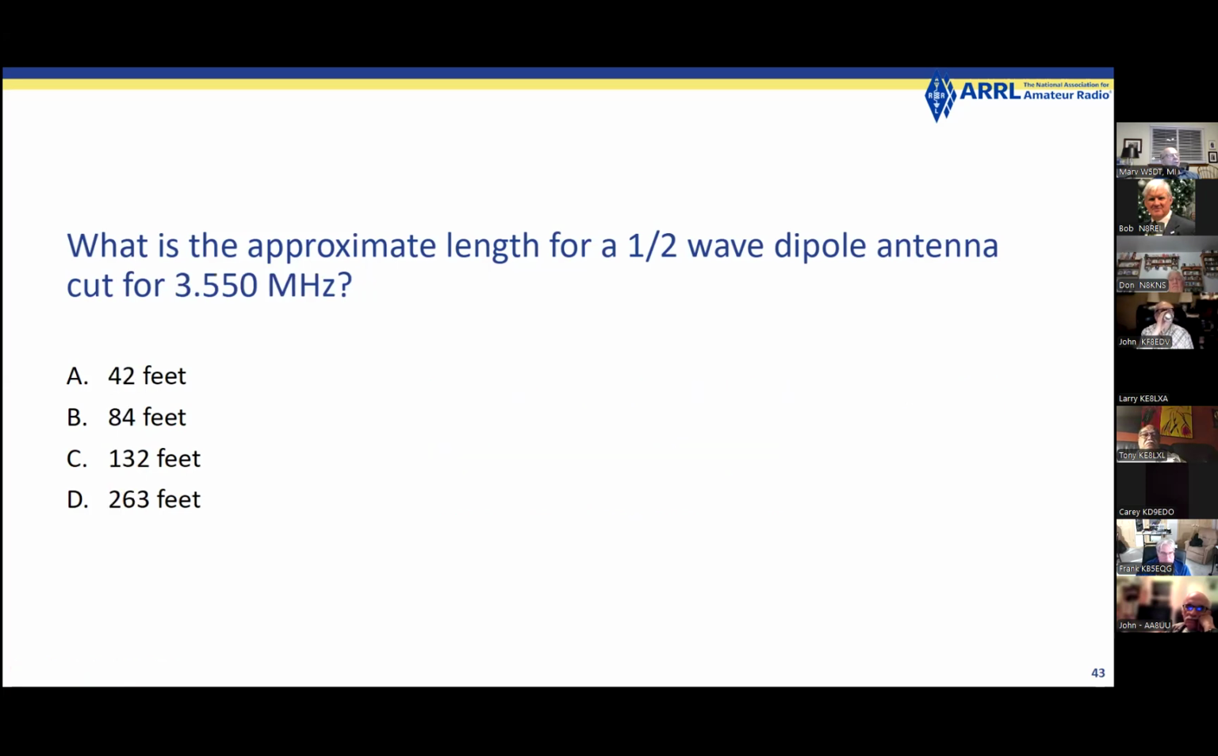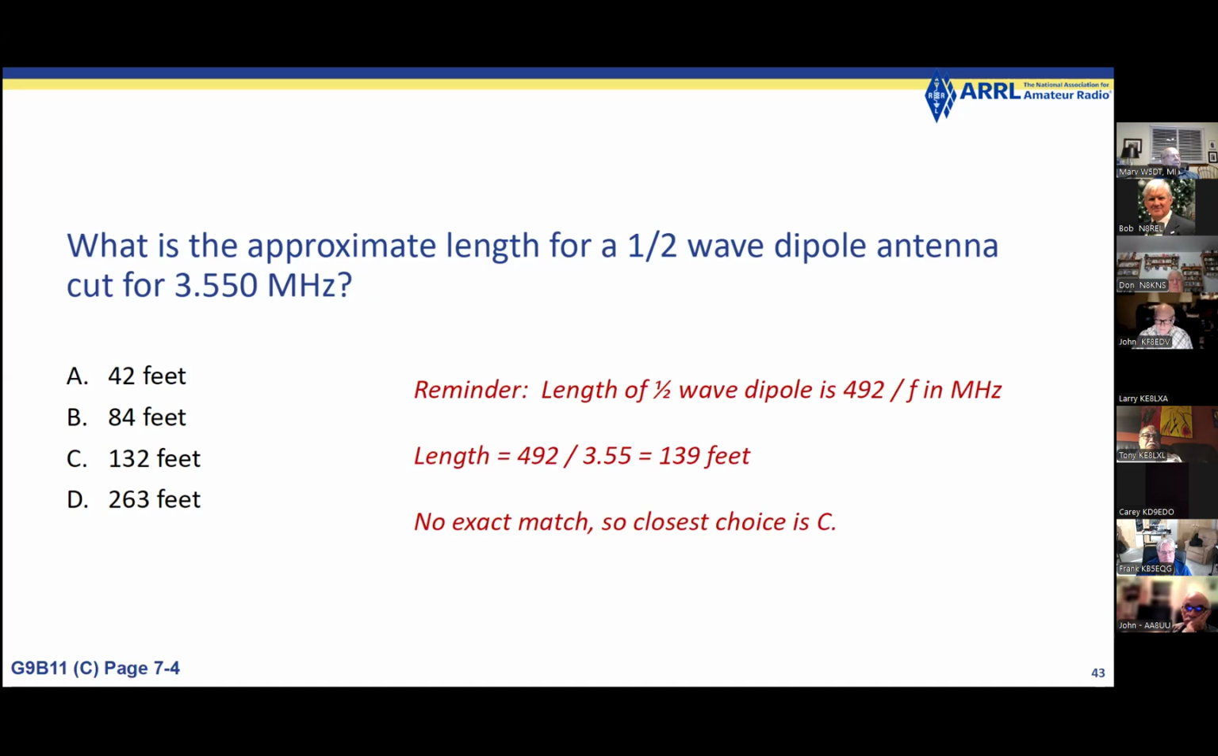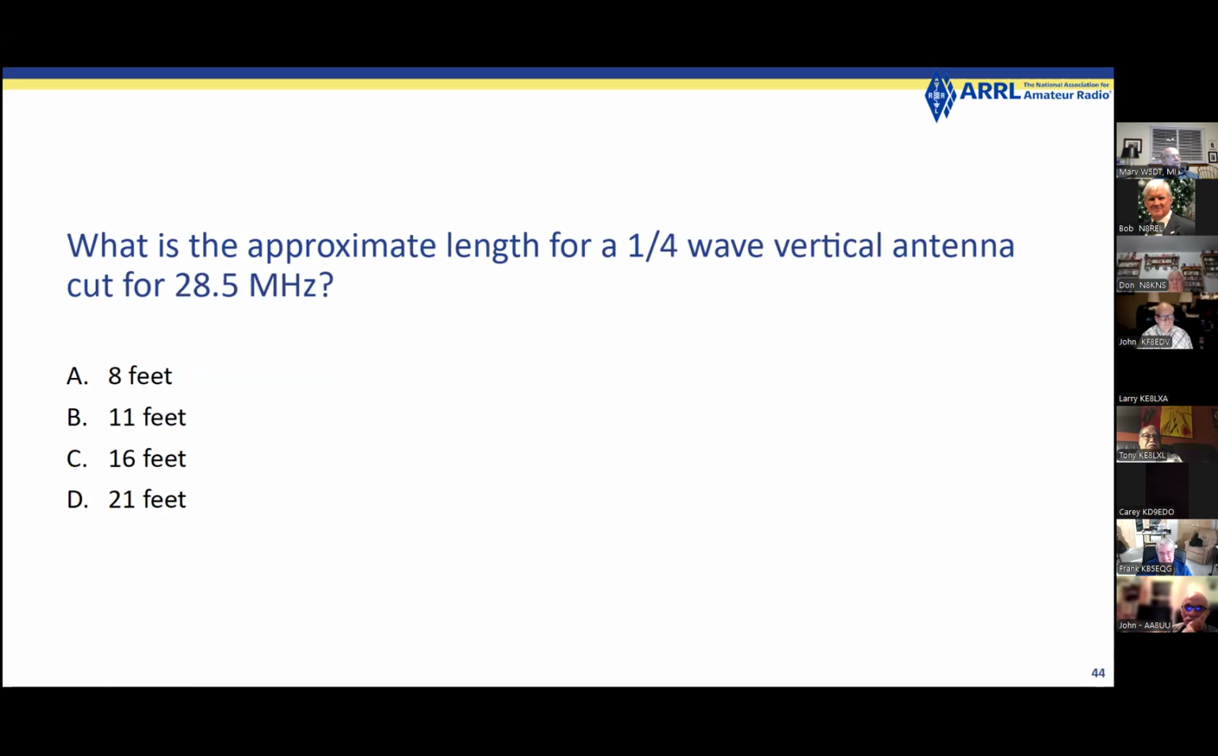What is the approximate length for a half-wave dipole cut for 3.550 megahertz? 492 divided by 3.55, 132. Yeah, 132. Once you remember the 492 divided by whatever, it gets easier. Yeah, got to remember that number. Yeah, I'm sticking that one in memory.